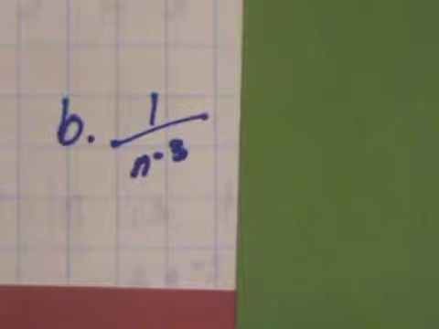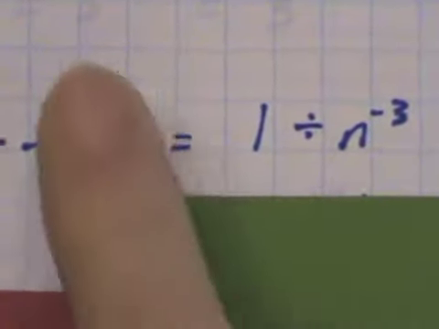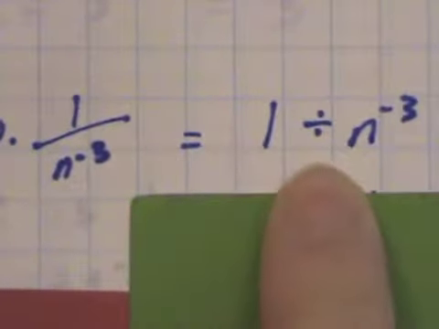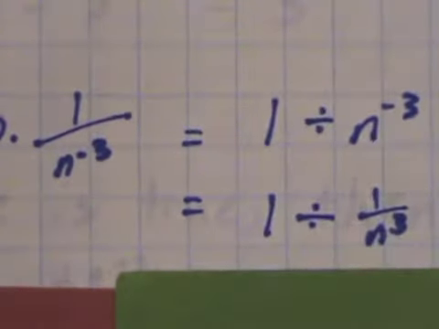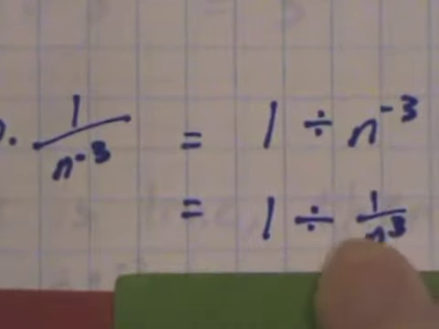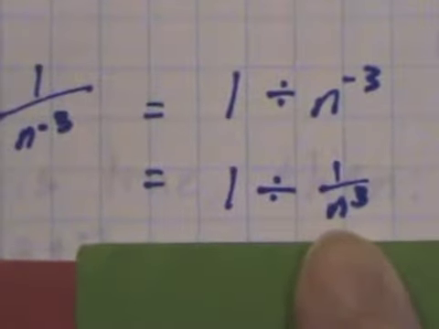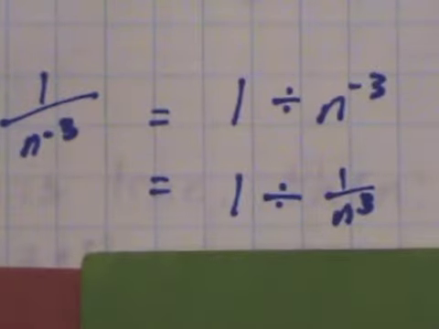Letter B, we've got a double, I don't know what to do with that. Okay, 1 over n to the negative 3. Well, you know that 1 over something is another way of saying that you're dividing by something, right? So this is the same thing as 1 divided by n to the negative 3. And you know that n to the negative 3 is the same thing as 1 over n to the third. So now we have 1 divided by 1 over n to the third. And from this point, it's much easier. You've been doing this kind of math for years. What do you have to do when you're trying to divide by a fraction? Well, flip and multiply.